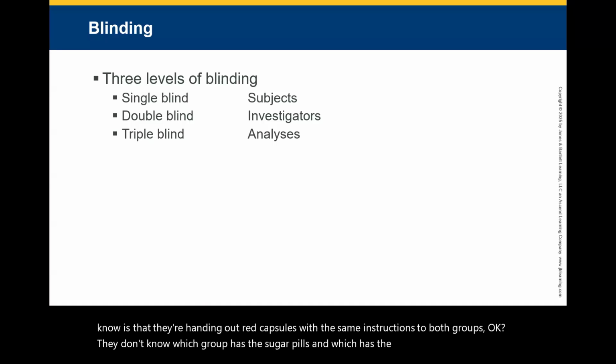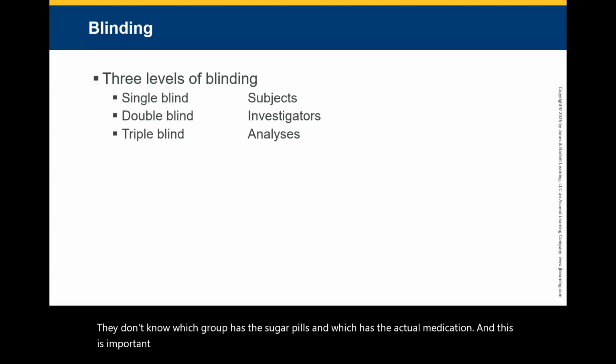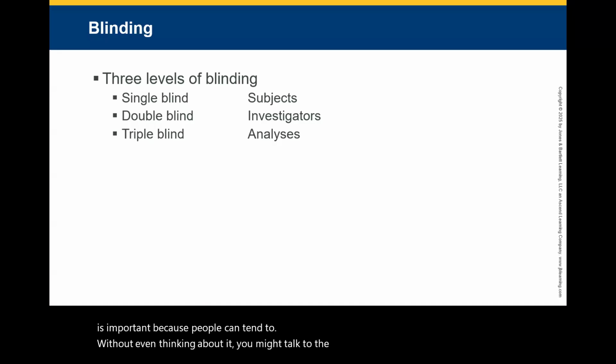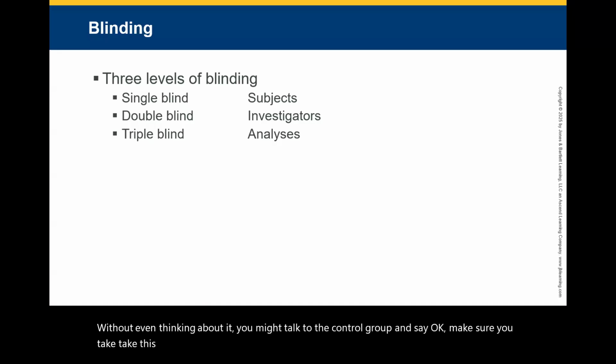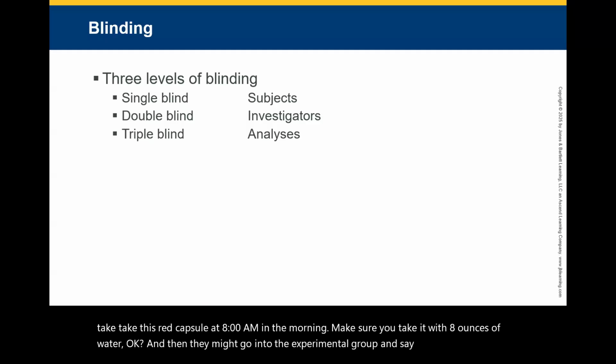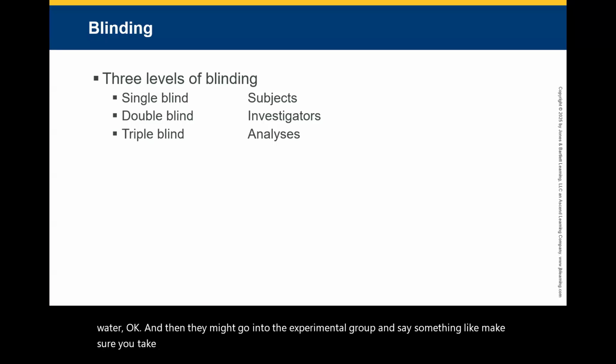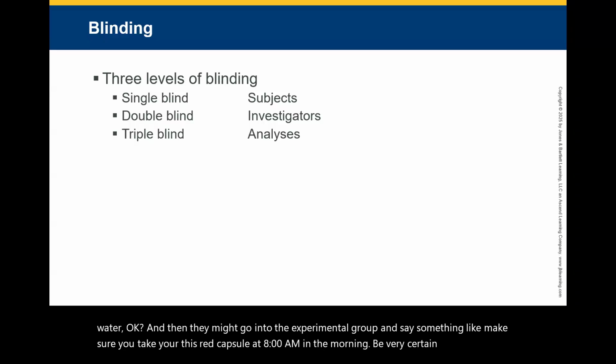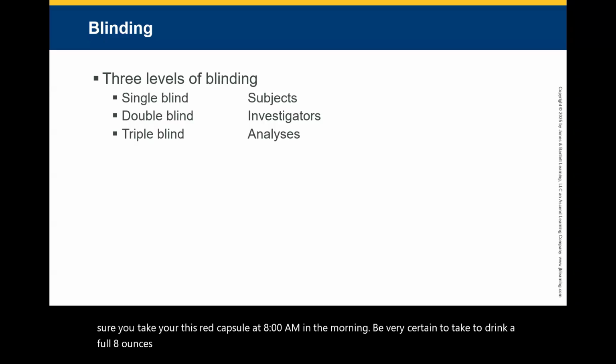And this is important because people can tend to, without even thinking about it, you might talk to the control group and say, okay, make sure you take this red capsule at 8 a.m. in the morning, make sure you take it with 8 ounces of water. Okay. And then they might go into the experimental group and say something like, make sure you take this red capsule at 8 a.m. in the morning. Be very certain to drink a full 8 ounces of water with this medication.